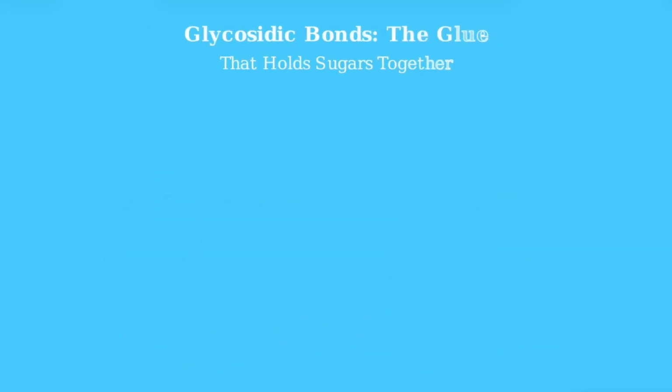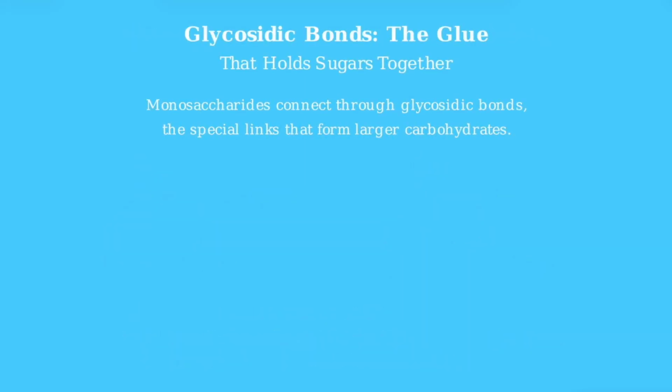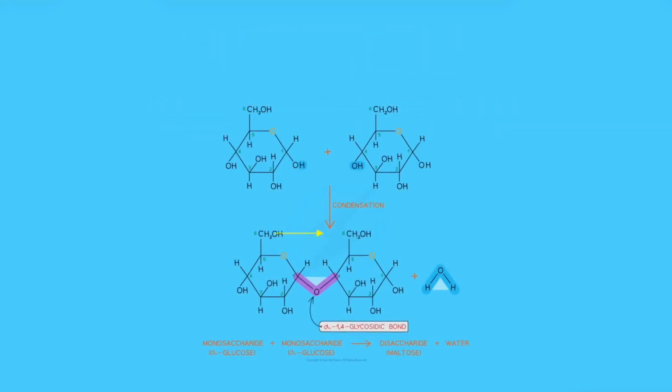The connection between monosaccharides is called a glycosidic bond. Think of it as the special glue that holds sugar molecules together to form larger carbohydrates. These bonds form through dehydration synthesis, where two sugars link up and release a water molecule. Here you can see two glucose molecules forming maltose with an alpha-1,4 glycosidic bond.